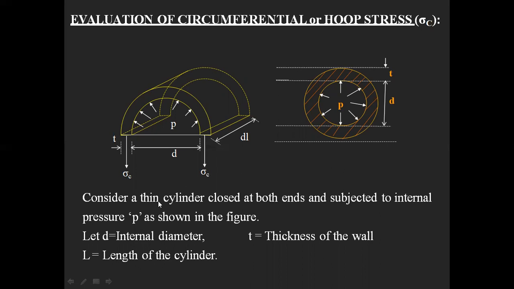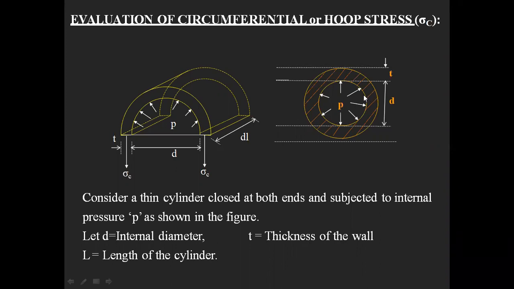Right. So consider a thin cylinder which is closed at both ends. Why? Because without closing at both ends, do you think there will be pressure inside the vessel? No, you have to close at both ends, this end or the other end, we have to close. Then only the pressure will develop. Then only it is going to be called a storage unit. Okay. So that's how both ends are closed and it is going to be subjected to internal pressure.